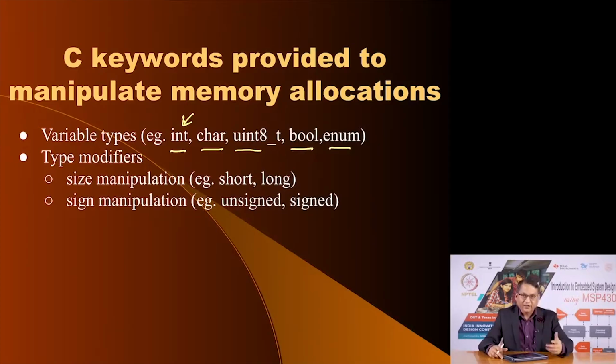Then you can modify the size by saying, before these variables, short int, or you could say a long int, that would modify the size of the int. And you could also use these variables which could be defined as unsigned or signed, which basically reduces the available numbers, but allows you to have plus and minus numbers also.